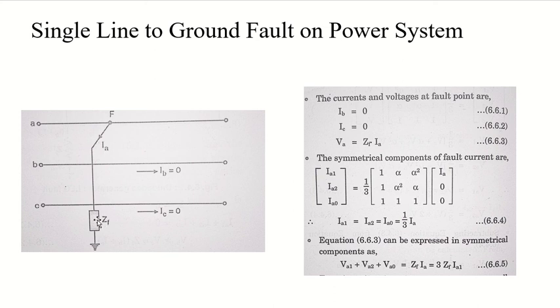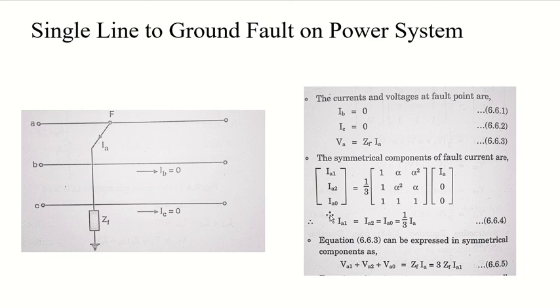Now similarly to what we did for the synchronous generator, we will do the same thing here. We will find the positive, negative, and zero sequence currents, and we can use the same formula as previously. Ia1, Ia2, Ia0 equals 1 by 3 A into the I matrix. The A matrix is again 1 alpha alpha square, 1 alpha square alpha, 1 1 1, and the I matrix will be Ia, 0, 0, because IB and IC are 0.